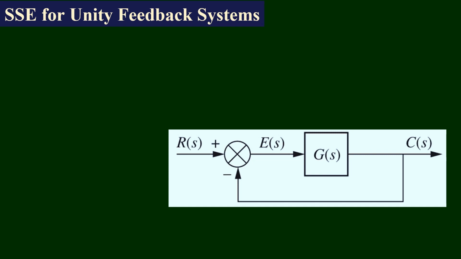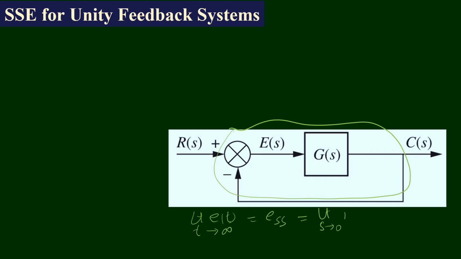As we discussed about the steady state error, just for repetition and for recalling the basic concepts, we know that limit t tends to infinity of e of t is equal to e_ss, the steady state error, whenever this closed loop is stable. We can find it by using the final value theorem: limit s tends to 0 of s E of s.